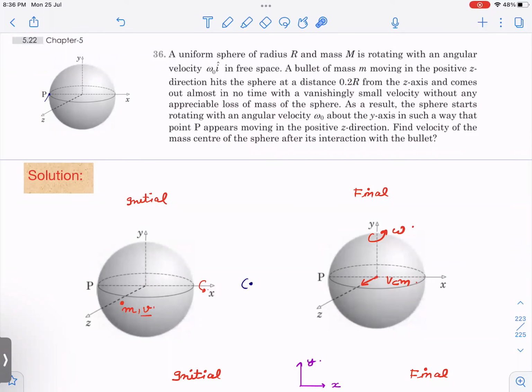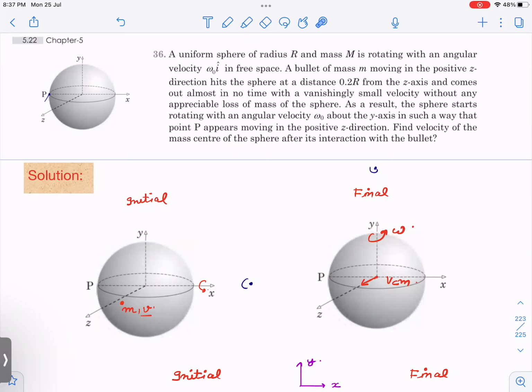And finally, what happens? The sphere starts rotating along the y-axis such that this point P appears moving in the positive z direction. So that means point P right now is coming out of the plane. If it is coming out of the plane, that means the velocity of this is perpendicular to this plane towards plus z direction. Again, if you think of an observer here, then the rotation should be counterclockwise. Then only the velocity of point P will be out of the plane. If it is opposite, then the velocity of point P will be into the plane. So this much we have figured out. This is in the positive y direction.